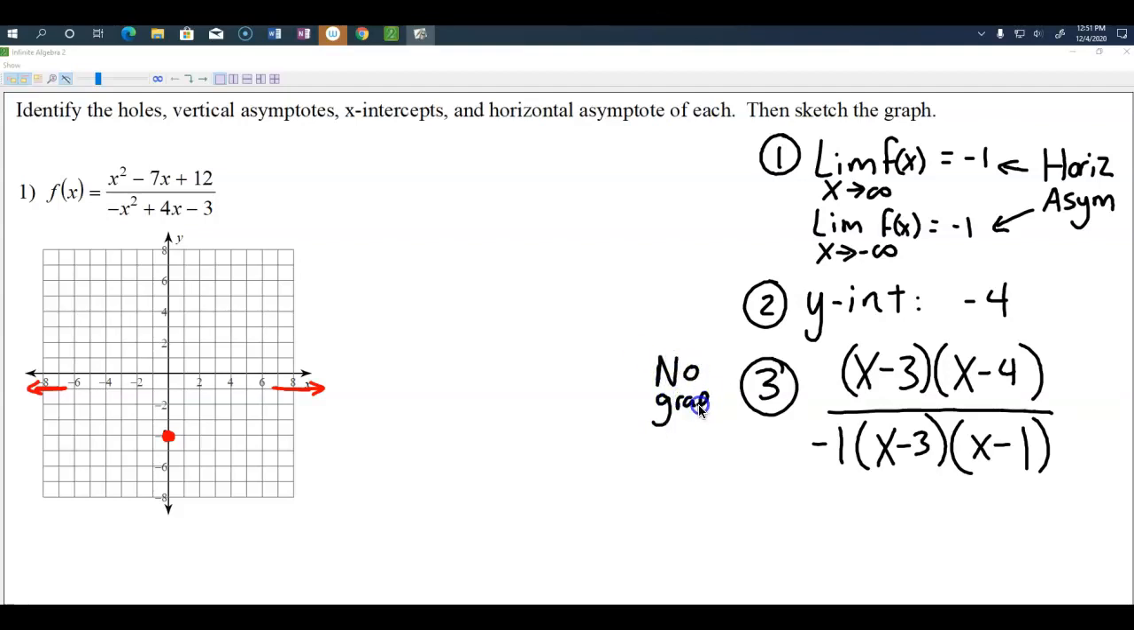No graphing needed for step 3. But on pretty much every other step, there's going to be something about the graph that you have to do every time you graph it. So let's go ahead and do number 4 here.